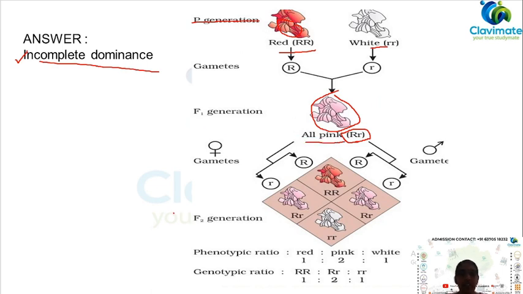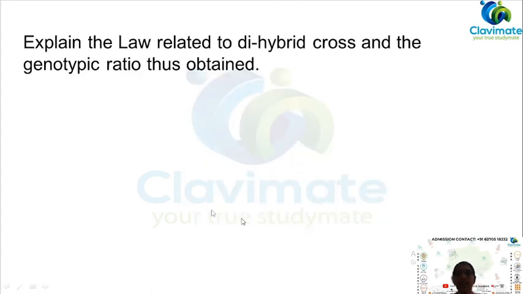And if you go to the F2 generation, you see this phenotypic ratio. We get 1 red, 2 pink, and 1 white. So this is the phenotypic ratio. What we saw earlier, Mendel's phenotypic ratio, was 3:1. Here it is 1:2:1, the same as the genotypic ratio. Understood? Okay, now next question.